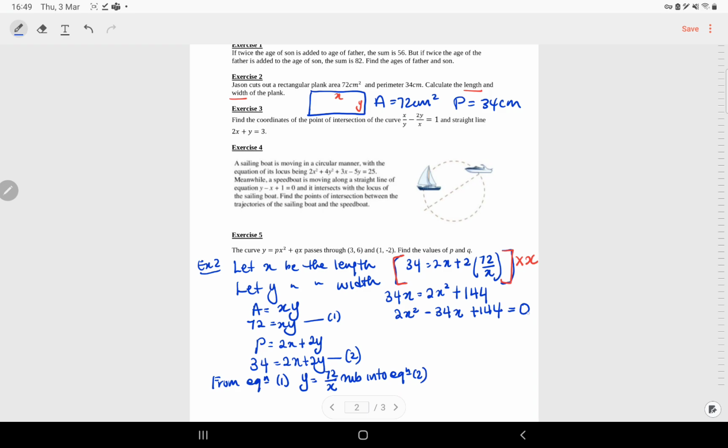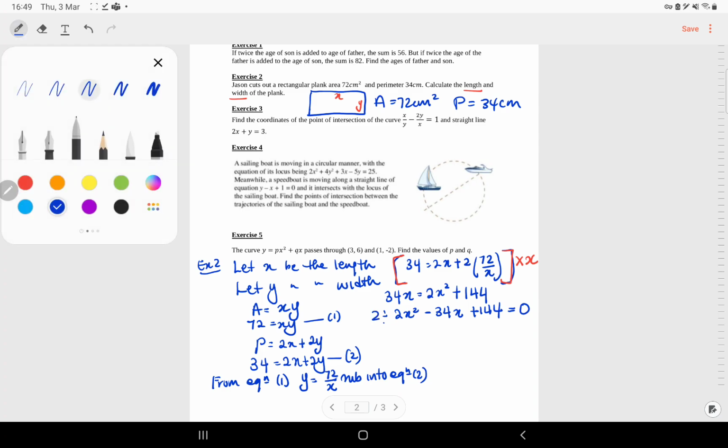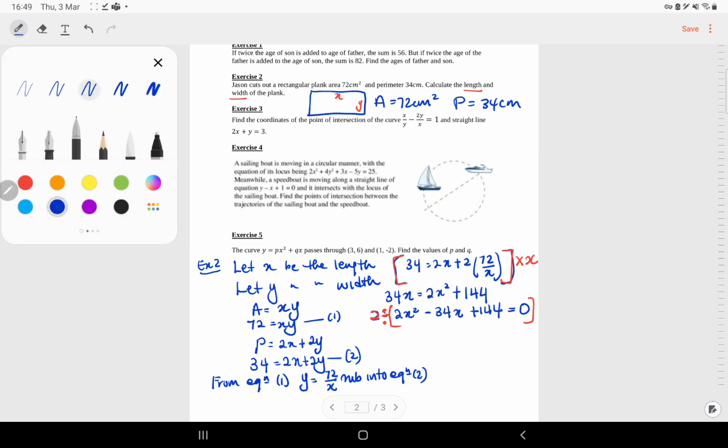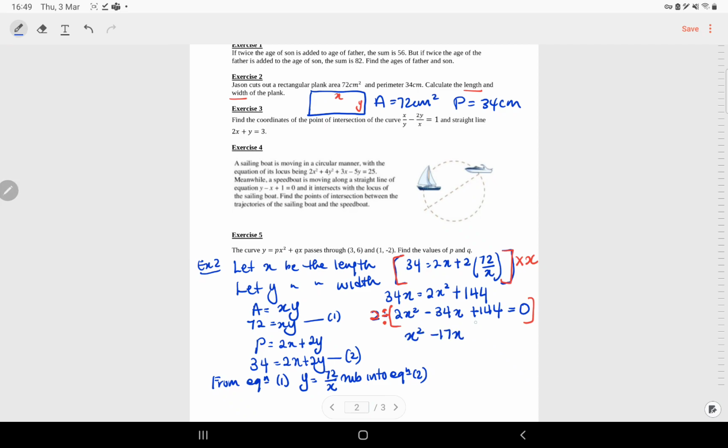I will try to factorize it, but before I try to factorize, I will divide the whole equation by 2 to reduce it. Dividing it by 2 will give me x squared minus 17x plus 72. And we can see that we can factorize it. You have x, you have 72. The factors of 72, you have 9 and 8. Minus 17x, so that will be minus and minus. Or what you do is you can equate it first. So x minus 8 equals 0, x minus 9 equals 0. So x equals 8 and x equals 9.